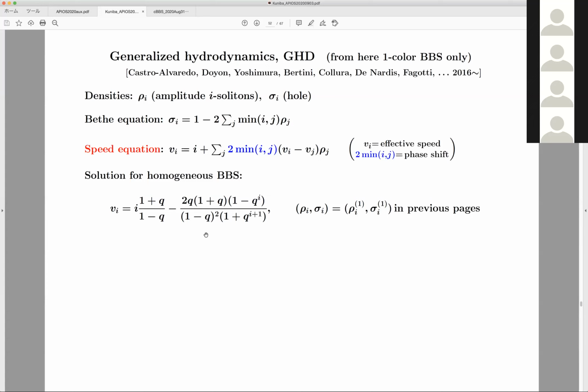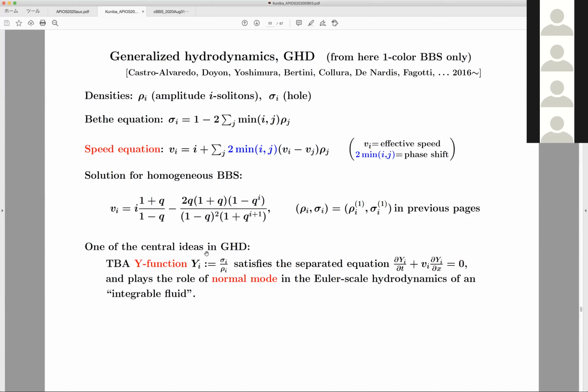Actually, by now, this kind of result has been much more generalized, but this is the simplest example. Right. So somehow, due to the interaction, the effective speed gets a modification from i. If Q equals 0, then v_i reduces to i. But the finite Q effect enters like this. Now, let me introduce one of the central ideas in GHD, the generalized hydrodynamics. I mentioned the TBA Y function, which was the ratio of the string and hole densities. And it satisfies the separated equation.